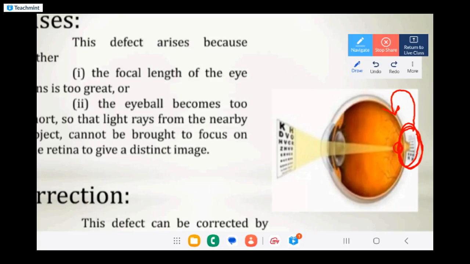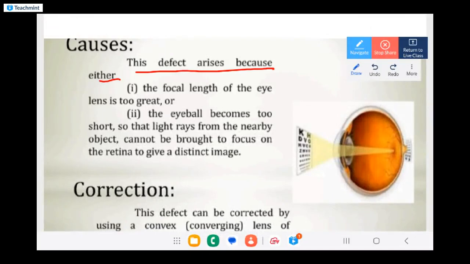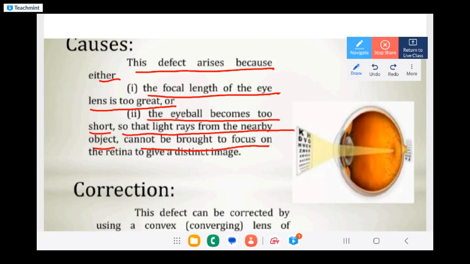To quickly read out the defect reason: the focal length of the eye lens is too large. Whatever reasons you've seen for myopia, just the opposite reasons you're going to consider here. The eyeball becomes too short. There it was too bulgy, and here it is too short. So the light that enters from a nearby object cannot be brought to focus on the retina to give a distinct image, because the overall structure of the eyeball is too short.